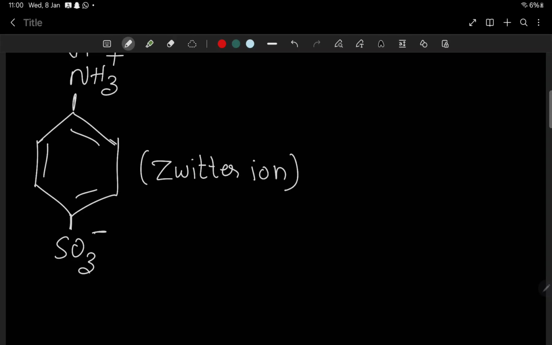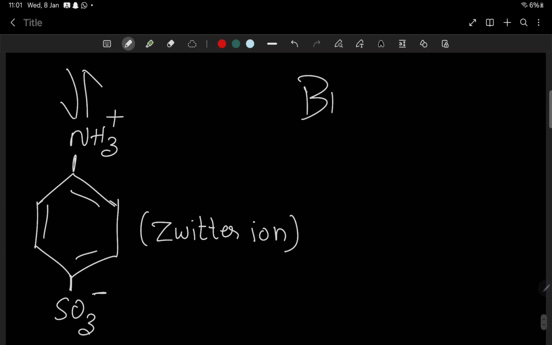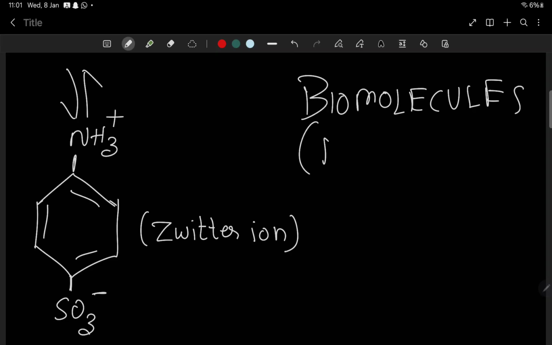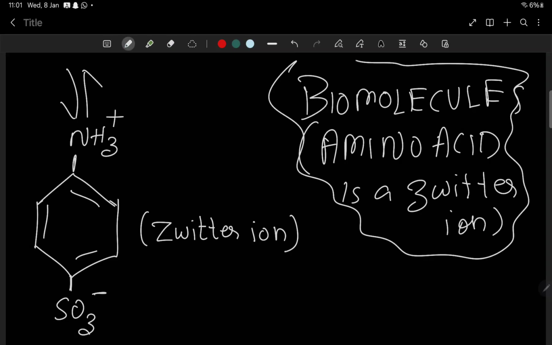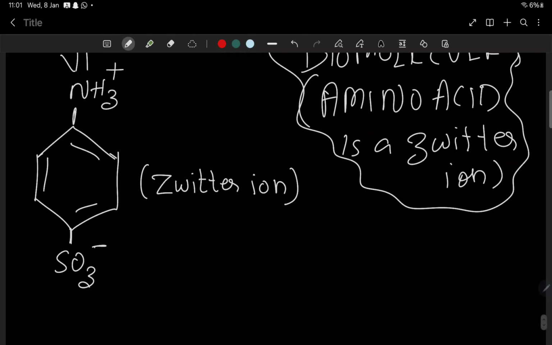And there is an important thing in the biomolecules chapter. You learn that amino acid is a Zwitter ion. Why? In amino acid there is an amino group and an acid group, so it acts as a Zwitter ion. This you will learn in the biomolecules chapter. Here is where the Zwitter ion is explained in your textbook: acid-base reaction goes on and a Zwitter ion is formed.